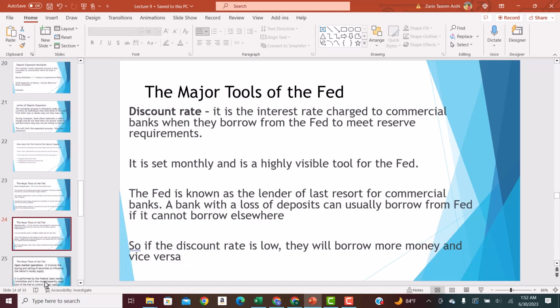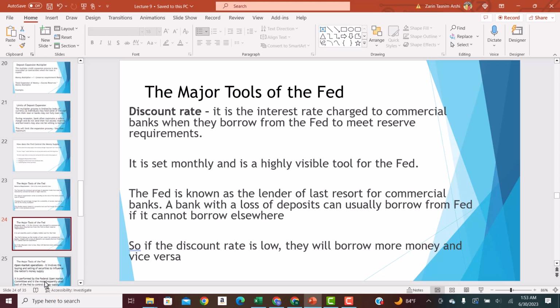The second major tool to control the money supply is the discount rate or the federal funds rate. So what is the discount rate? Remember, banks such as Wells Fargo and Bank of America can take loans from the Fed. The interest rate that the Fed charges on the loans is called the discount rate. So if the Fed wants to increase money supply, they will lower this interest rate.